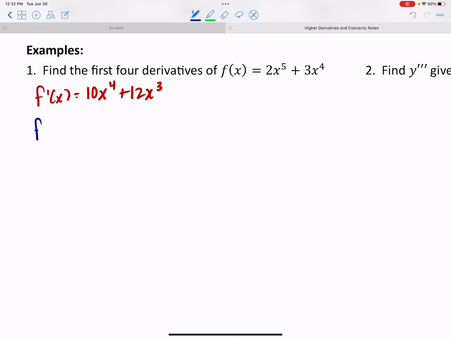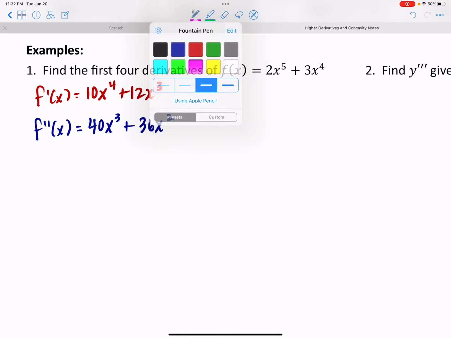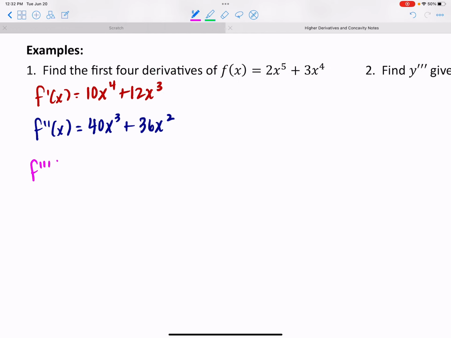Now let's find the second derivative, which would be the slope of the first derivative. So let's take the derivative of the first derivative. That would be a 40x to the third plus a 36x to the second. And now we'll take the third derivative, which will be the derivative of the second derivative, so the slope of the second derivative. That's 120x to the second and 72x to the first. And then finally the fourth derivative, again the derivative of the third derivative, or the slope of the third derivative, which would be 240x to the first and then 72.